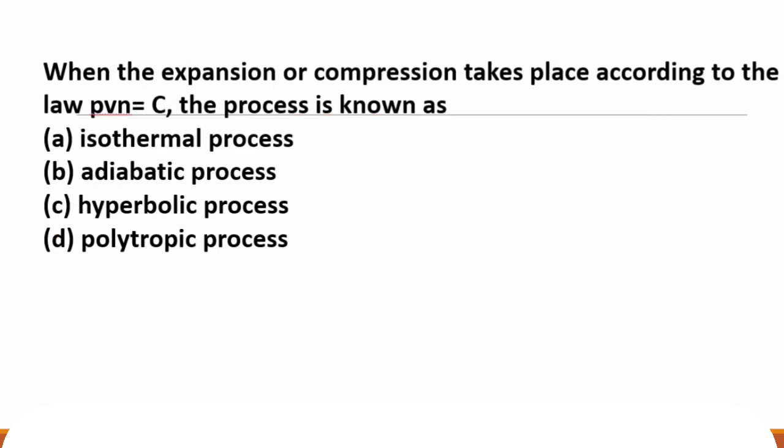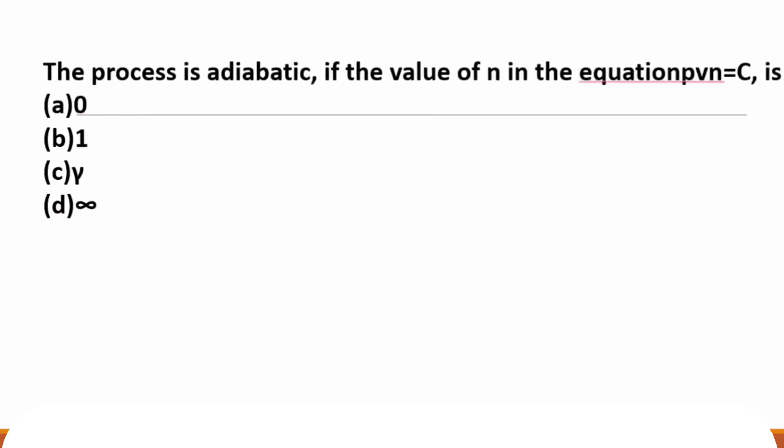Next question, when the expansion or compression takes place according to the law PV^n equal to C, the process is known as option A isothermal process, option B adiabatic process, option C hyperbolic process, option D polytropic process. The correct answer is option D polytropic process.